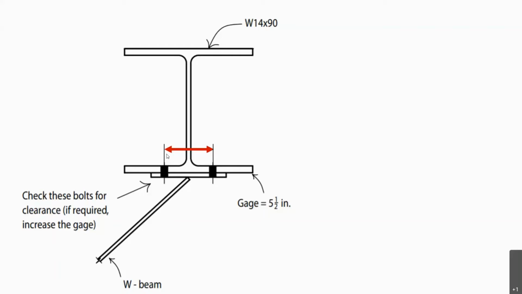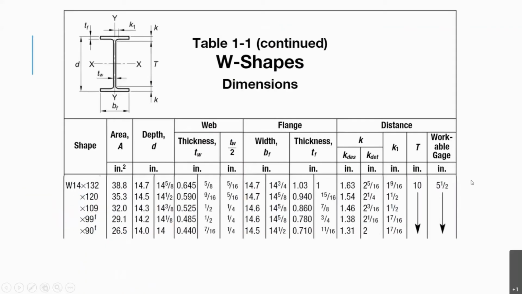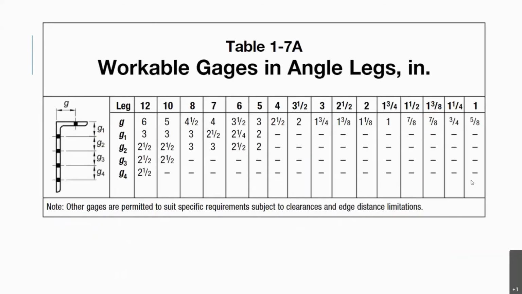This is the standard gauge for this shape, but consideration of a different spacing may be needed if there is a skewed connection or some other reason that it would be difficult to tighten the bolts. So in this case, you can see there is a skewed connection here, and being able to tighten this set of bolts would be challenging, so moving it outward could help fix that problem. Table 1-1 of the manual gives workable gauges for wide flange shapes. You can see for the W14x90, it's 5.5 inches. There are also gauges provided for T's as well as for angles as shown here.